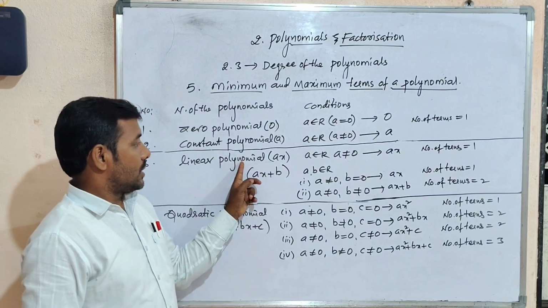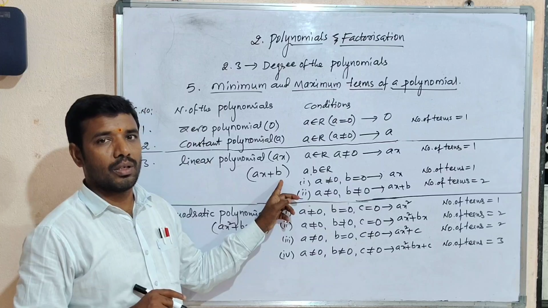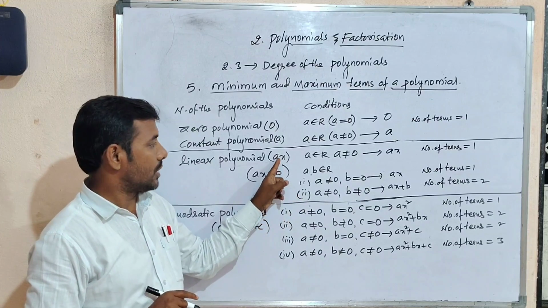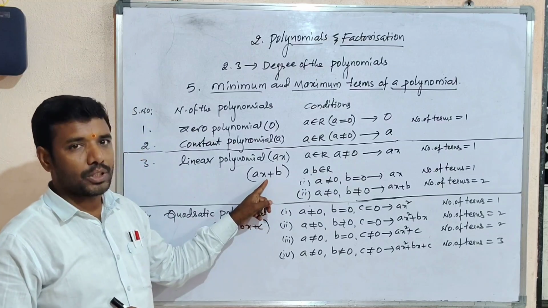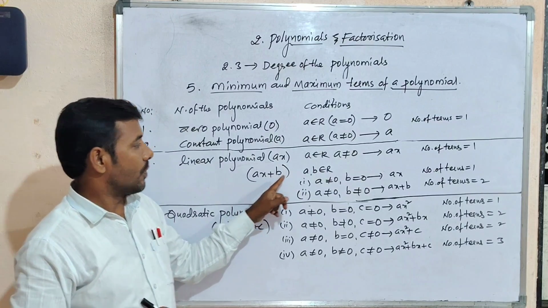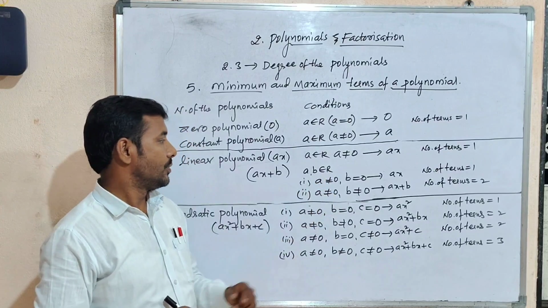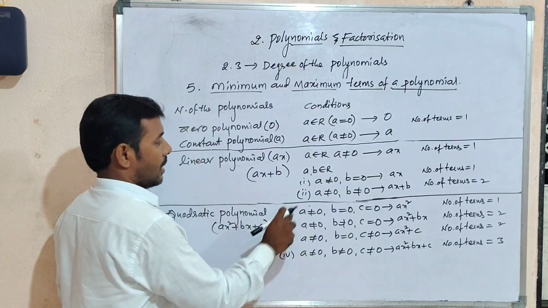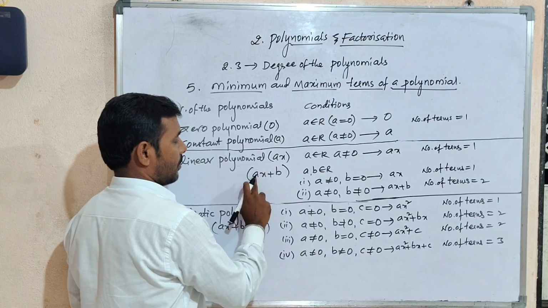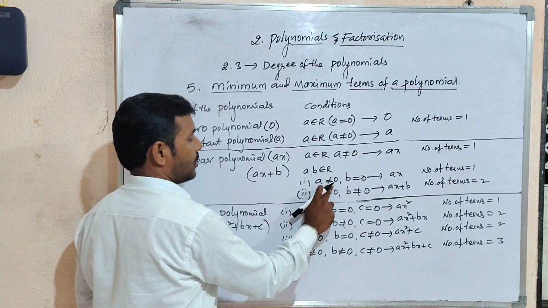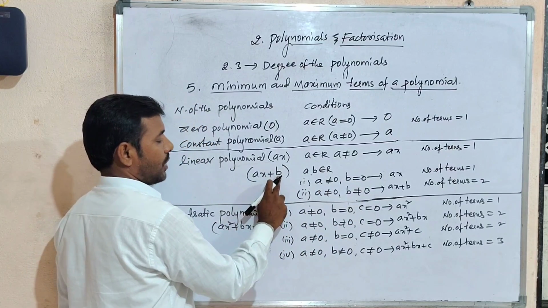Now on the linear polynomial side, observe the second one, that is Ax plus b. First we discussed Ax. Now the second situation we are discussing is Ax plus b, where a, b belong to real numbers. So there are two situations. Case 1: a not equal to 0, b is equal to 0.